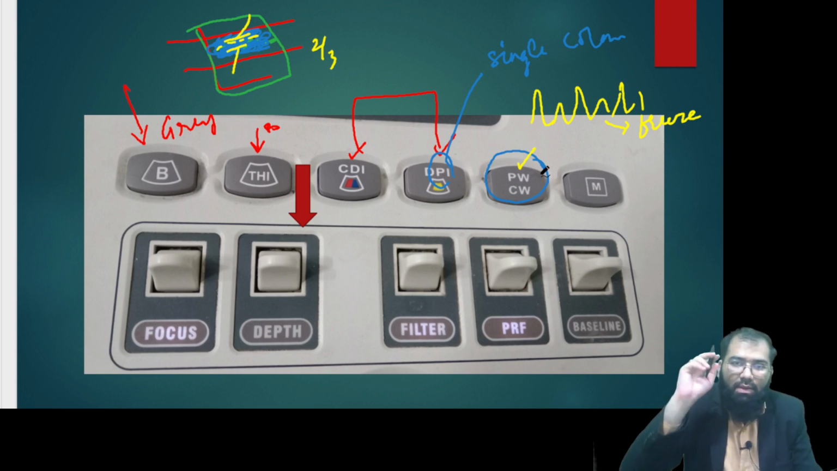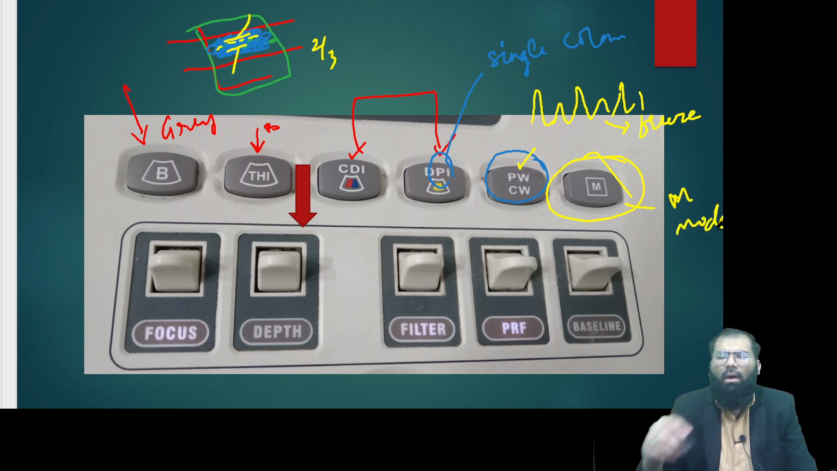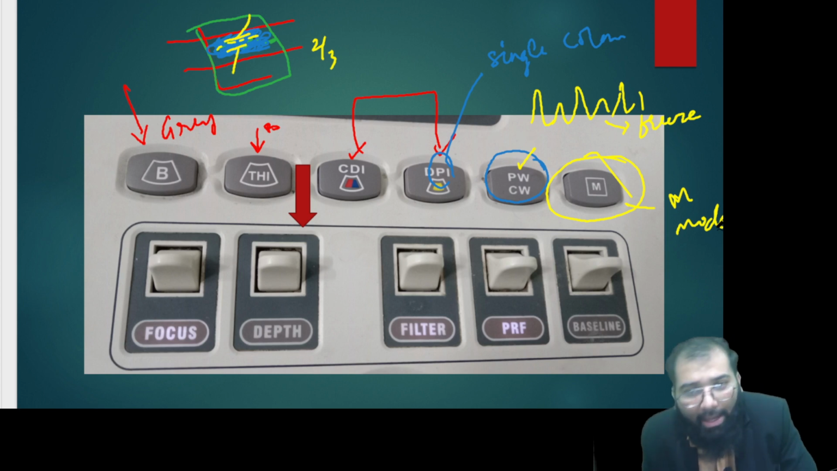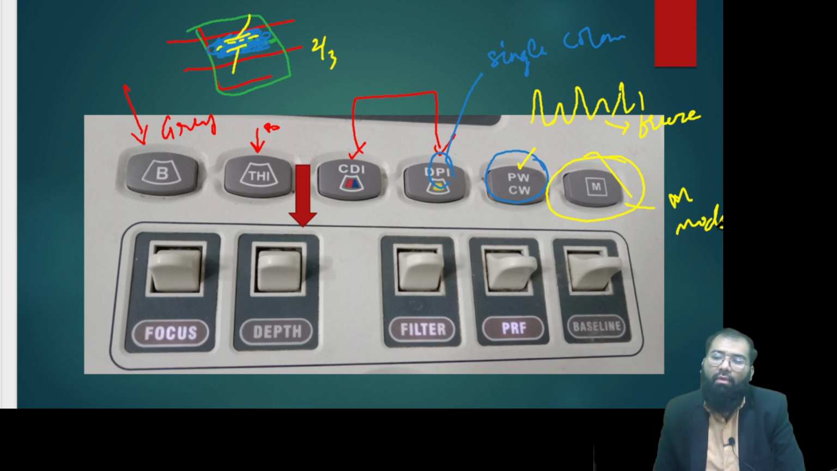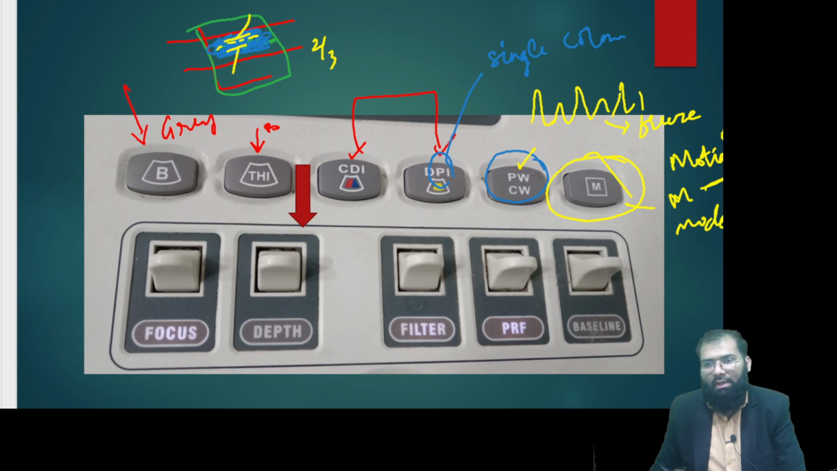Now in this image, I take this as an opportunity to show you one more knob, this one. This is called M mode. All ultrasound machines have M mode also. Very important, what does M mode stand for? M in M mode stands for motion. This is a very sensitive technique in ultrasound to detect even fine motions.